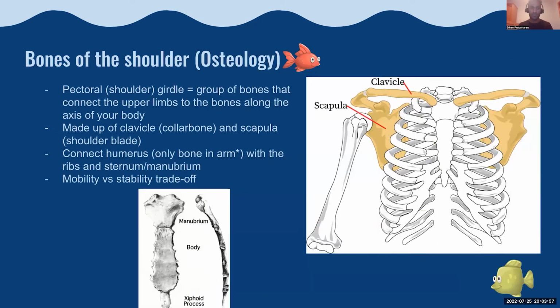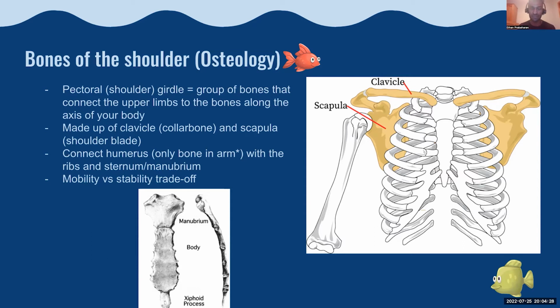So we'll start with the joints and bones, and your first lecture, which is upper limb 1, will deal with the pectoral girdle. Okay, the pectoral girdle or shoulder girdle is a group of bones that connect the upper limbs to the bones along the axis of your body, which is sort of like your chest and your torso area. So when we talk about the pectoral girdle, we're talking about two main bones, the clavicle or the collarbone and the scapula, which is the shoulder blade.